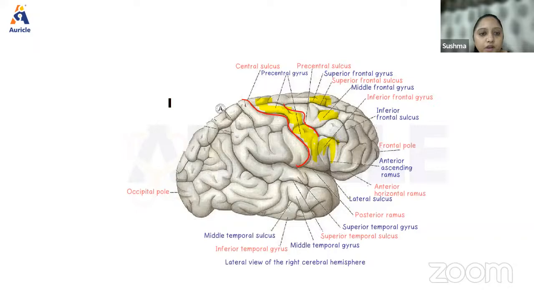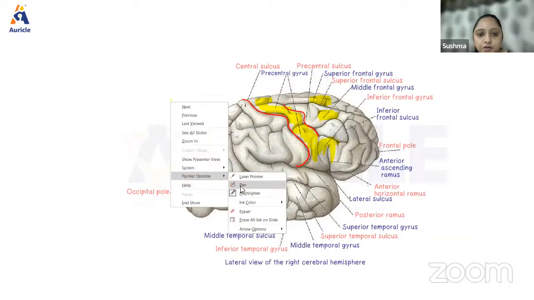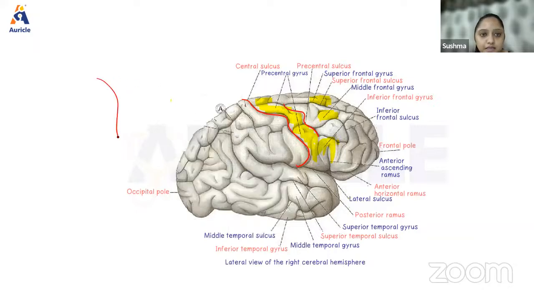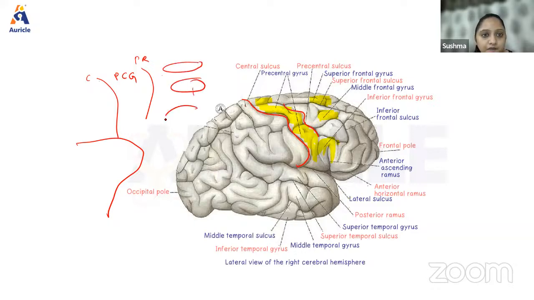Simple, guys. How are we going to approach this? Again, just come back to this. First, we have marked the central sulcus. The next sulcus that I have next to the central sulcus will be the precentral sulcus. And here I have the lateral sulcus. The one that exists between the central sulcus and the precentral sulcus will be precentral gyrus. Next to that I have superior frontal gyrus, middle frontal gyrus, inferior frontal gyrus.